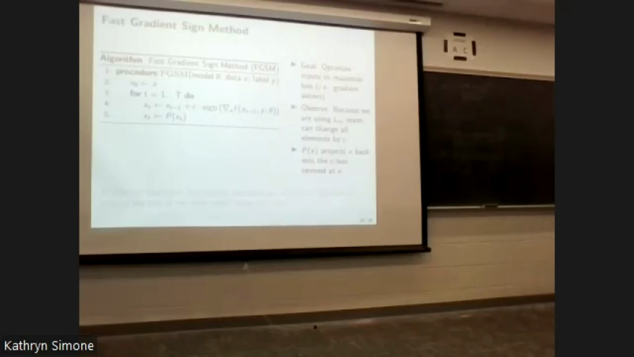There are 2 steps to the fast gradient sign method. The first is you compute the gradient of the loss function. So we can write our loss function as looking like that, and this is the loss function as we're varying x. We can compute the gradient of this, and then we'll take the sign of the gradient.